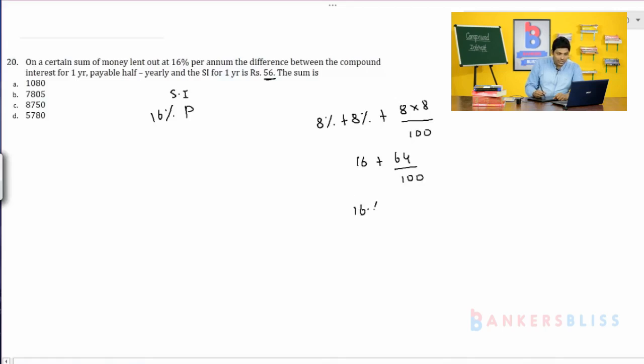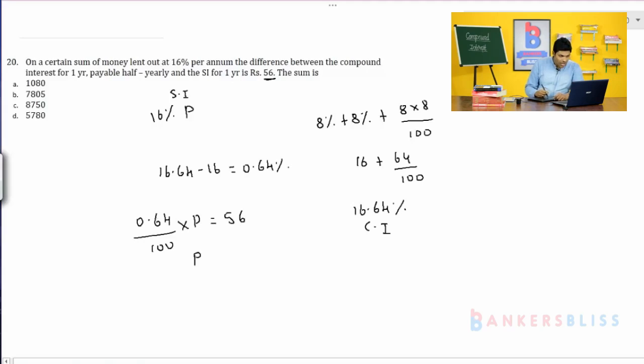So, 16 plus 64 by 100, 16.64% you got. This is the compound interest. In this type of problem, the modified formula method helps you a lot instead of calculating each and every time. So, the difference between compound interest and simple interest is 16.64 minus 16%, which is equal to 0.64%. 0.64% of the principal amount is the difference, that is 56.